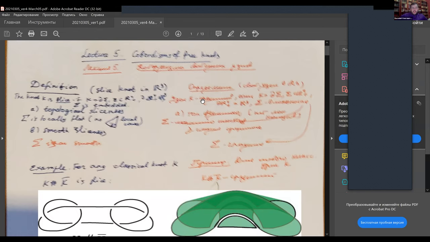Well, of course, we know that there is a trivial knot. This is a knot which can be spanned by a disk. And we can also imagine that we want to span a knot by a disk, but not in the usual Euclidean space, but in one dimension higher.